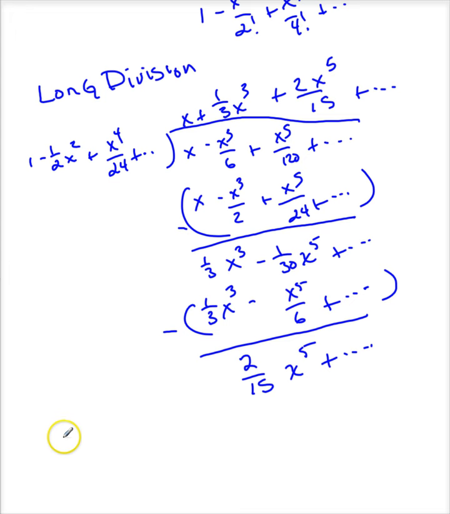So the first three terms of tan x are x plus x cubed over 3 plus 2x to the fifth over 15, first three non-zero terms.